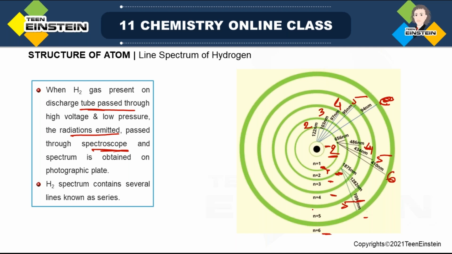So depending on the last level, or you can say n lower, and n higher, in the first case n lower is n equal to 1, then n lower is n equal to 2, n lower is n equal to 3. So depending on what n lower is, we can have different types of series.